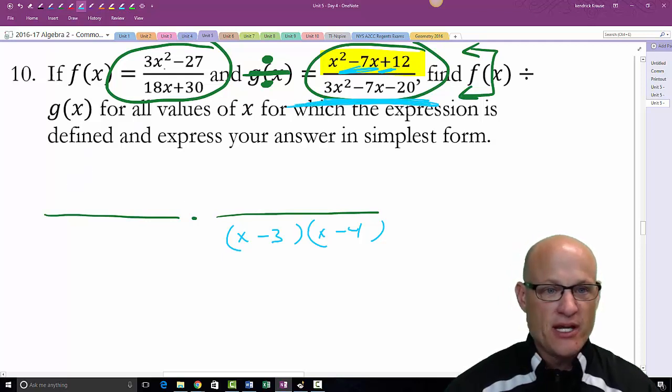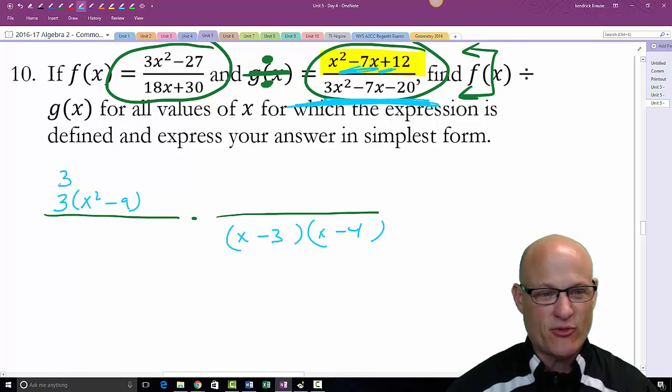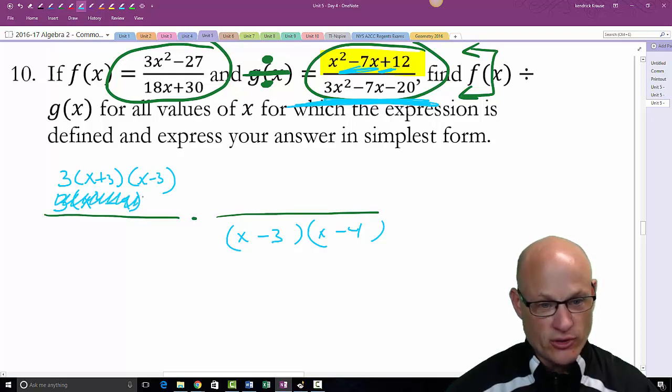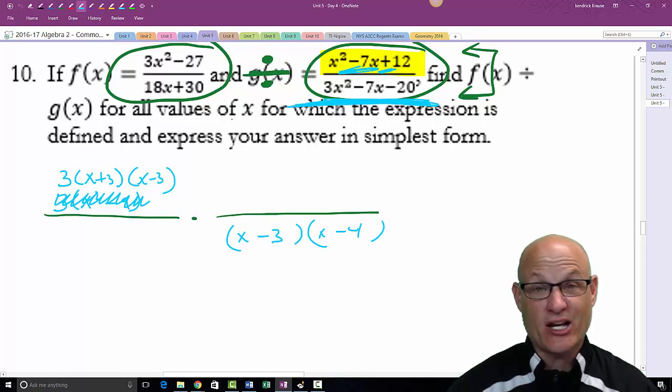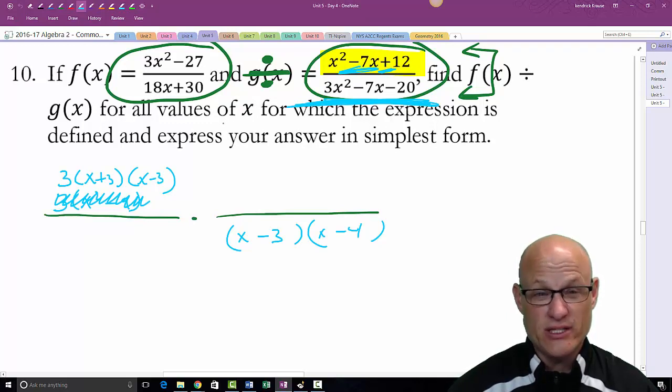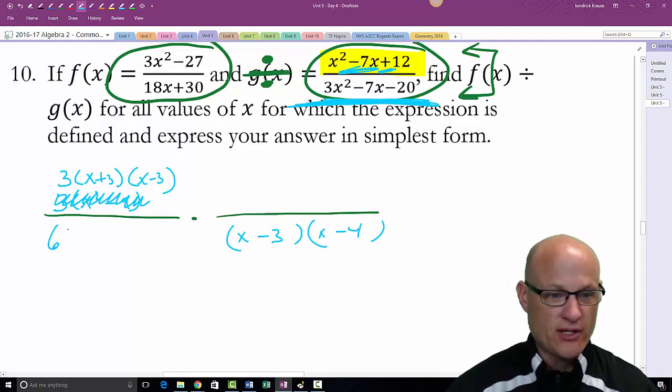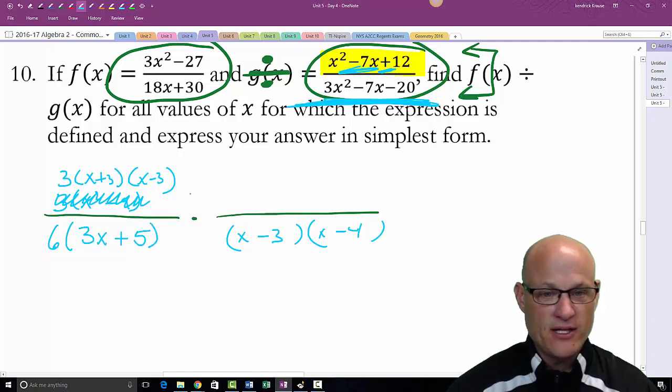Let's do these two. In the numerator, I can take out a 3, and I'm left with x squared minus 9. But that bothers me. So let's do 3 times x plus 3, x minus 3. So let me get rid of that. In the denominator, I can take out a 2 and a 3, so I can take out a 6. I end up with 3x plus 5. So now I'm going to come back to the hard one.